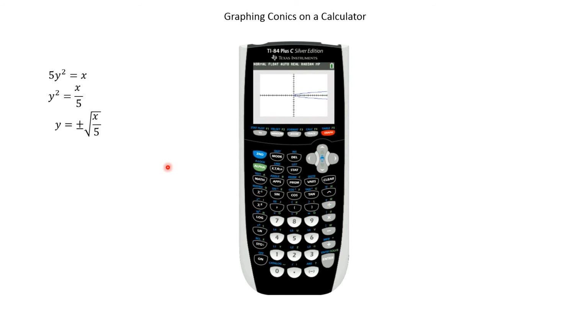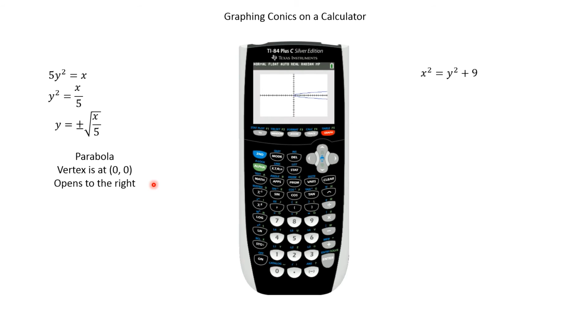And so what does this look like? Well, there's only one of them, so it looks like a parabola. Now, a parabola doesn't have a center, but it does have a vertex at 0, 0. And then it opens. It can open 4 different directions. It can open up, down, right, or left. This one opens to the right.